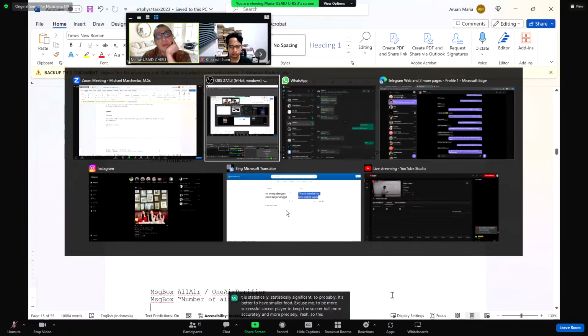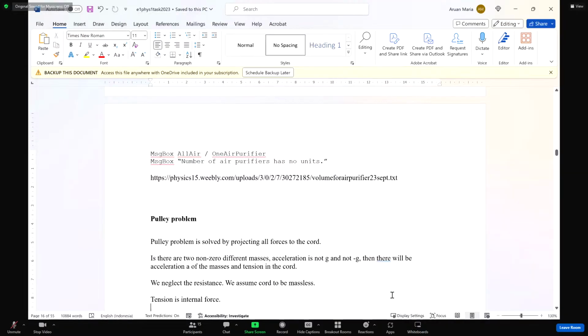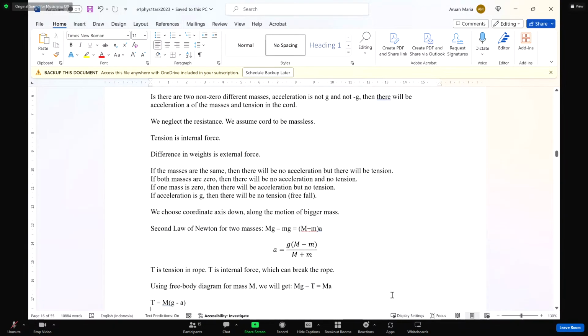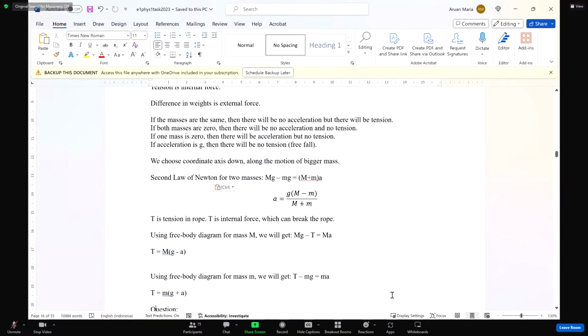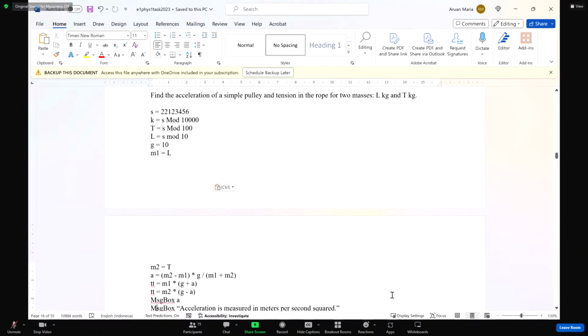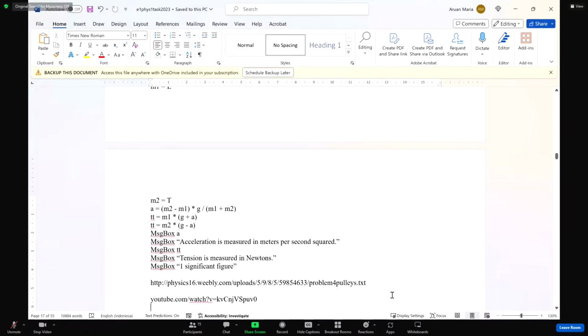Yeah, so this is the air purifier volume question. I hope you can answer that just by dividing one by the other. So no units, just the number. In this case, now pulley problem, we have watched the video. As you can see, I solve it for much more general case, yeah? And you can solve it for any case.